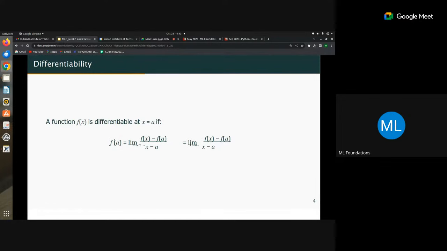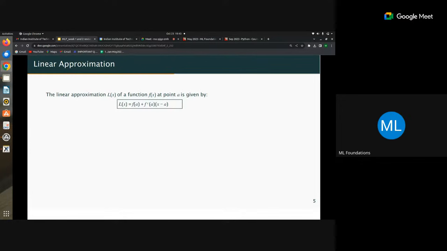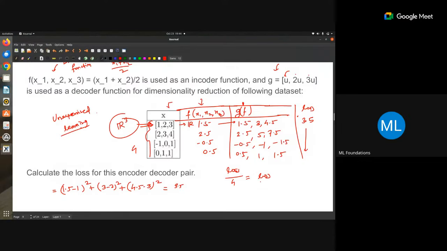But this is the definition of differentiability. A function is differentiable at x equals a if the limit of x tends to a, f of x minus f of a divided by x minus a. Okay, this is also again, if the left hand side of this limit is equal to the right hand side of this limit, then it is differentiable. So what does that tell you? Every differentiable function is a continuous function, right? But vice versa is not true, right? Every continuous function may or may not be differentiable. Sir. Okay, fine. Linear approximation, do you know this formula? Linear approximation formula, yes. How it comes? So I'll write it once again here.